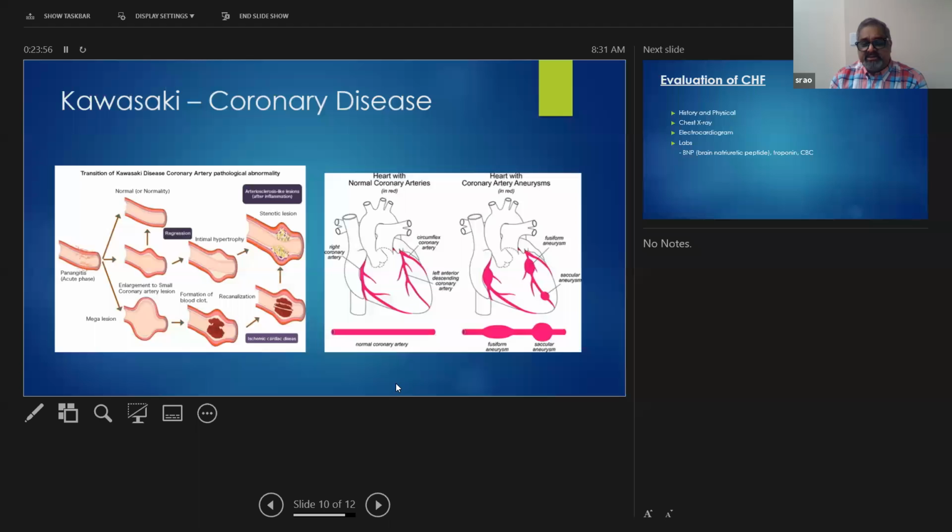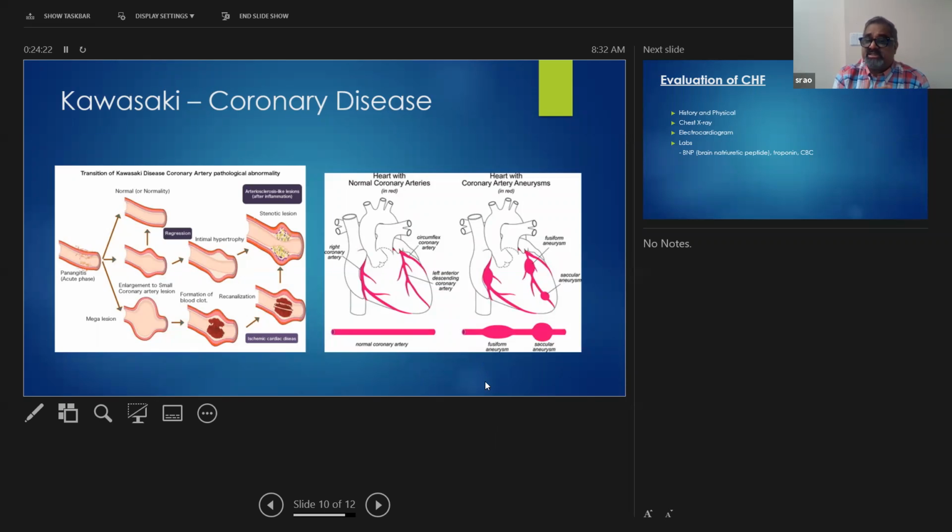So what you end up with here is a scenario where the coronary is supposed to be nice and splayed out over the heart, but you get these saccular aneurysms or fusiform aneurysms across the coronaries. And because of this unfavorable hemodynamics of the system, you can get ischemia, you can get clots, you can get stenosis. And oftentimes these aneurysms don't go away.